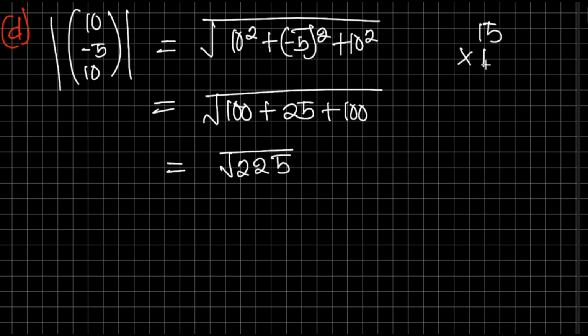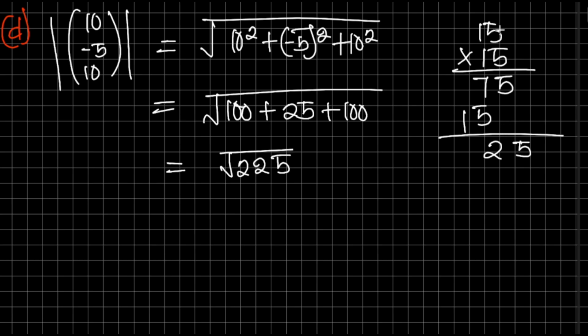Yep, that's 15. So let's cross check. So this is 5, 7, this is 5, and this is 1. Okay. 5. Really? 125? Okay, so it's not 225. But this number should be something, right?